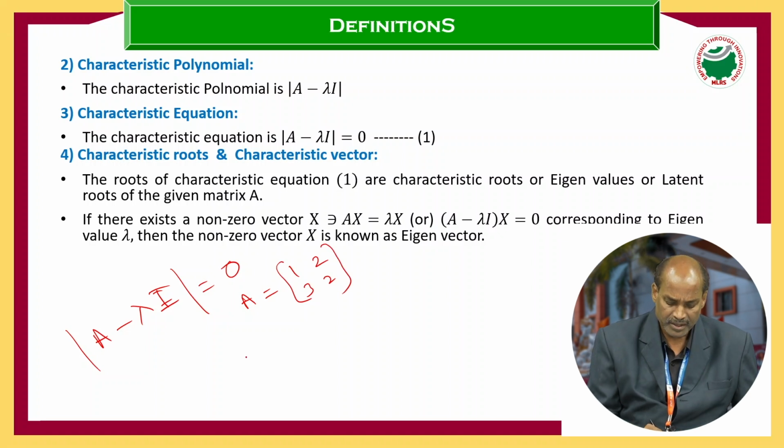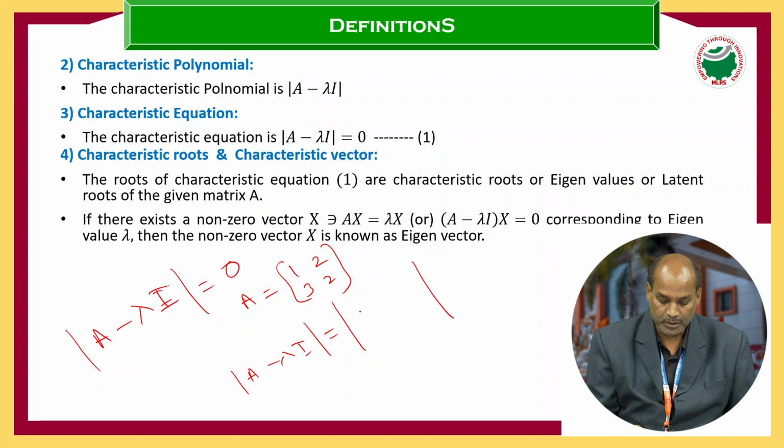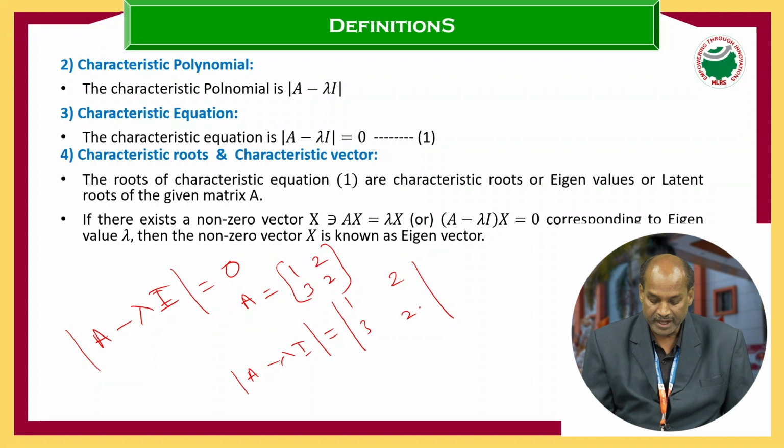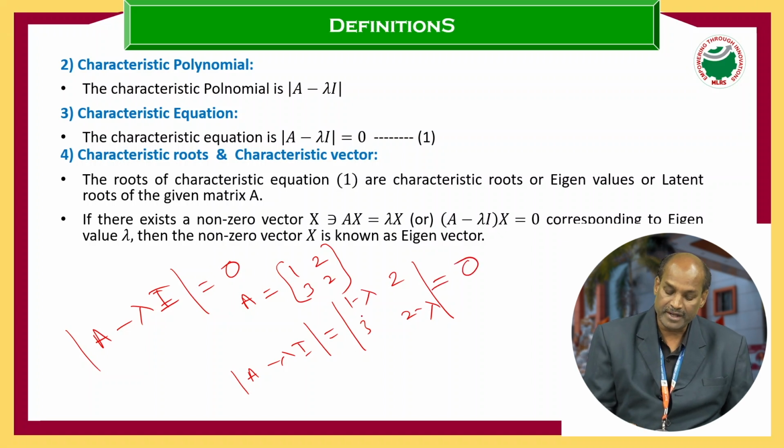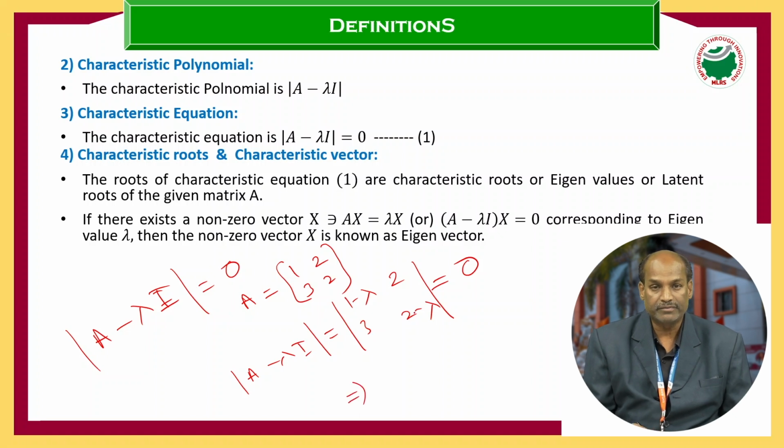Then what happened? We take the determinant of A minus lambda I, the characteristic matrix. Now what is this? You write the same matrix as it is: 1, 2, 3, 2. Now what are the diagonal elements? 1 and 2. So from the diagonal elements subtract lambda and equate to 0. This is the characteristic matrix and its determinant, and now you take the determinant of the 2 by 2.